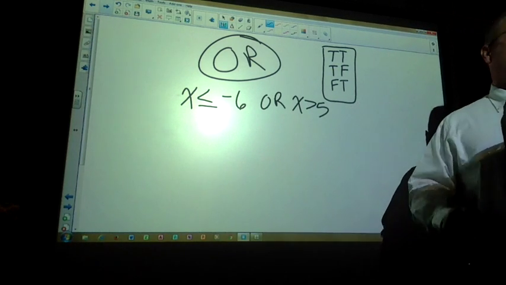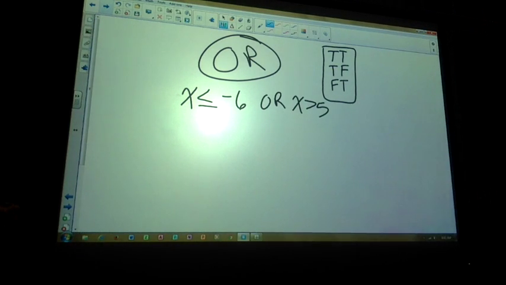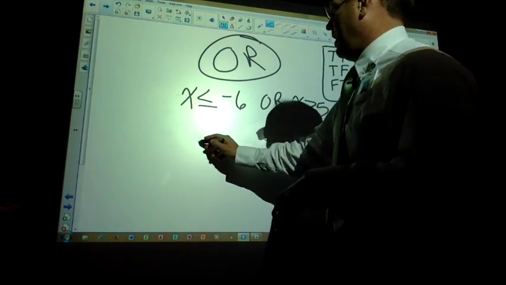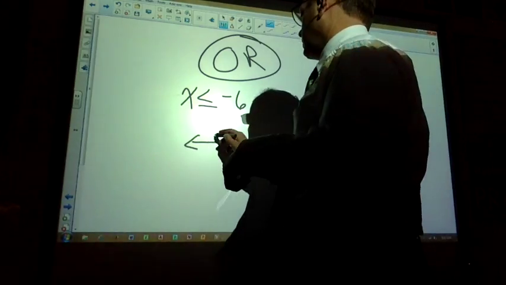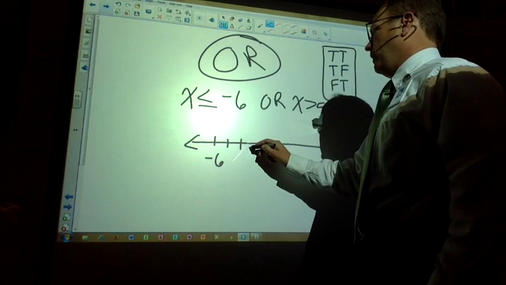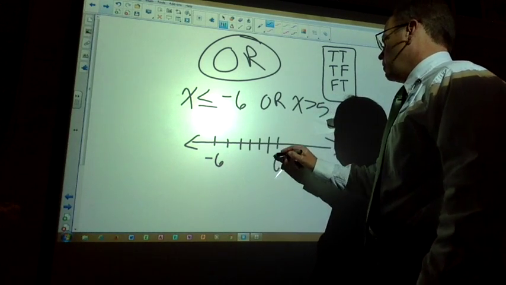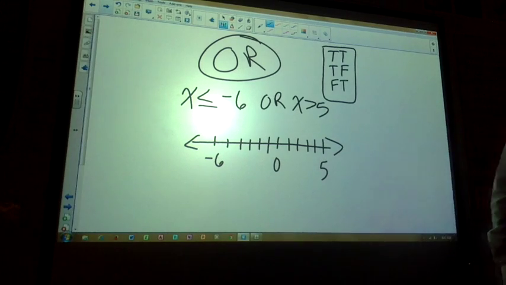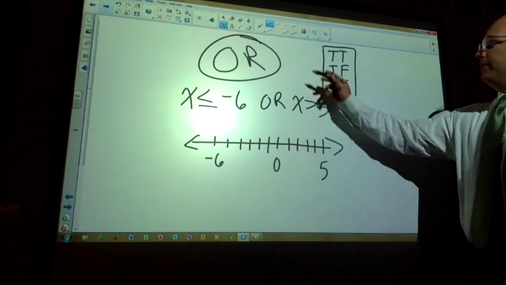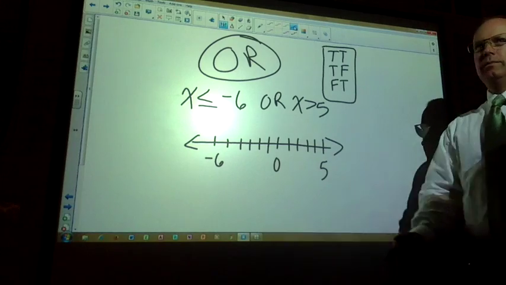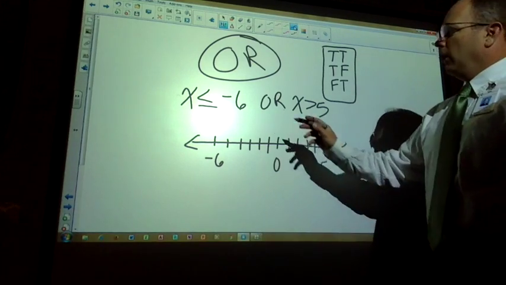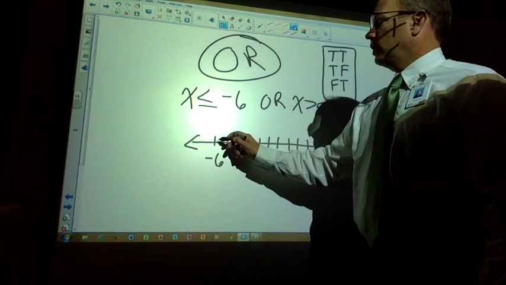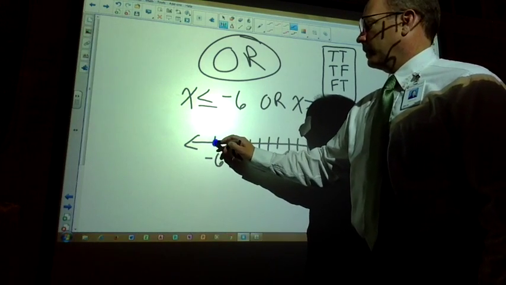Okay, we know this is an OR problem. How do I know it's an OR problem? The word OR is in there. Good. So as far as the number line goes: -6, -5, -4, -3, -2, -1, 0, 1, 2, 3, 4, and 5. Everyone still comfortable? Yes, sir. Ready? What is this? It's a closed dot going which way? Left.